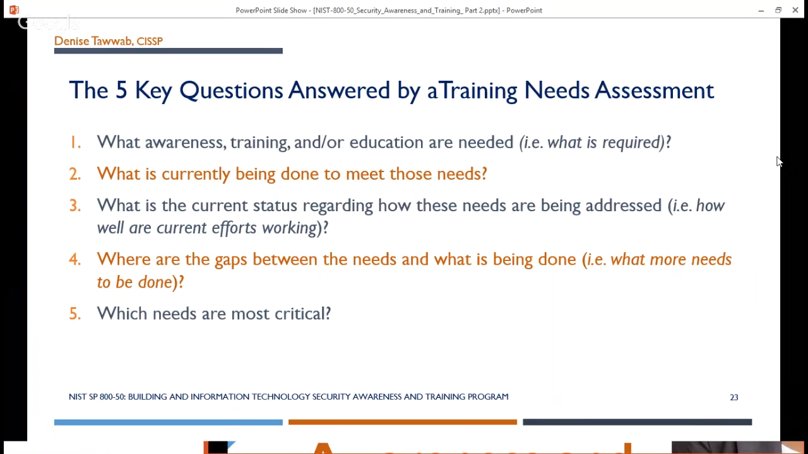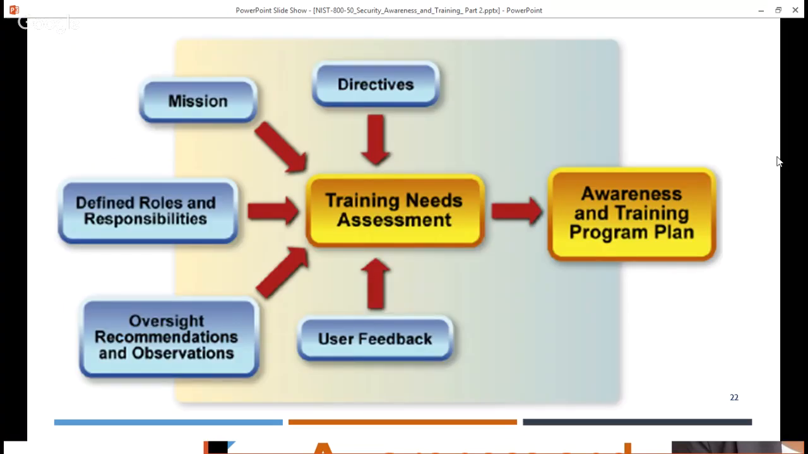Four, where are the gaps between the needs and what is now being done? And five, which needs are the most critical? Five key questions for your needs assessment to answer. Out of your needs assessment comes your awareness and training program plan. And again, you're looking at the mission, directives, roles and responsibilities, oversight recommendations and observations, and user feedback that goes into your needs assessment and gives rise to your awareness and training program plan.